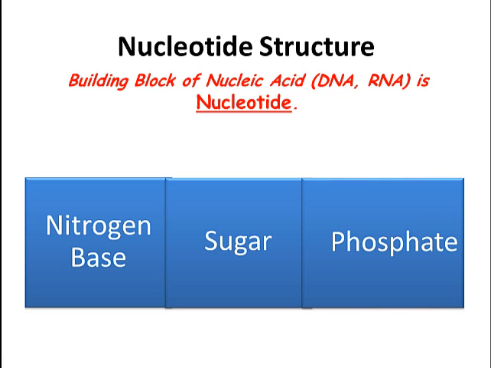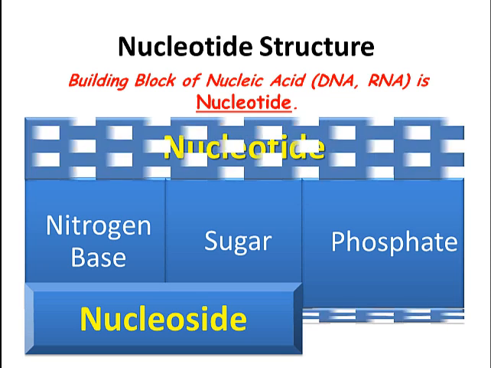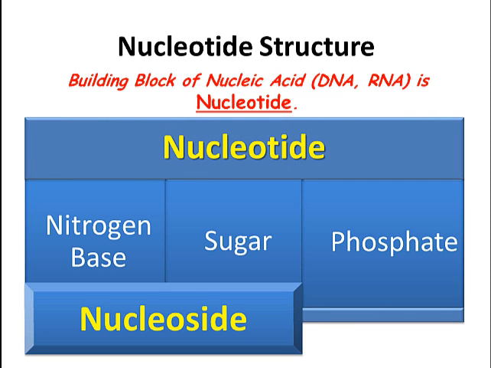The combination of nitrogen base and pentose sugar is called nucleoside, while the combination of all these three items, nitrogen base, sugar, and phosphate, is called nucleotide. We also can say that nucleoside plus phosphate group produces nucleotide. Let's have a closer look at each of them.